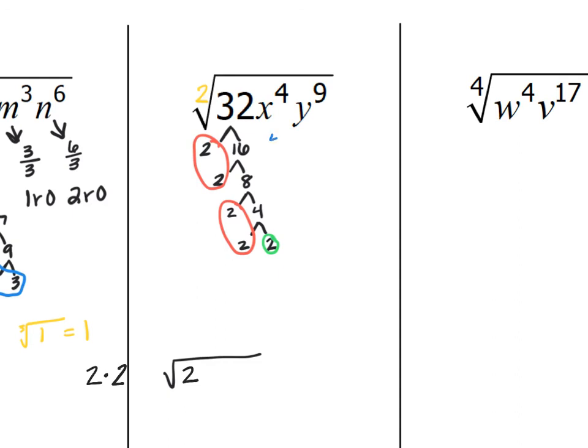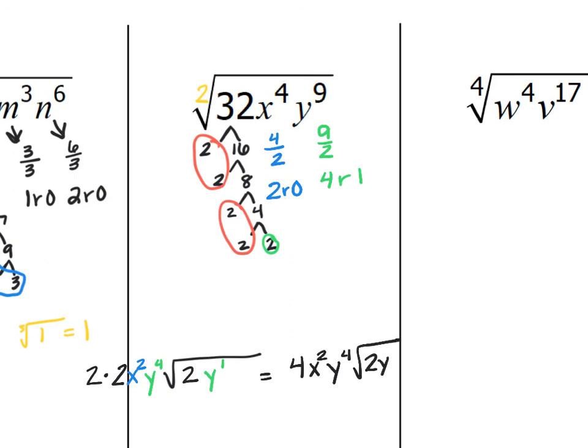Now for x, 4 divided by 2 is just 2 remainder 0. So since that remainder is 0, I don't have to put 1 on the inside. So I can just put x squared on the outside. And for y, 9 divided by 2 is 4 remainder 1. So y to the 4th, y to the 1st. So 2 times 2 is 4 times x squared times y to the 4th times the square root of 2y.